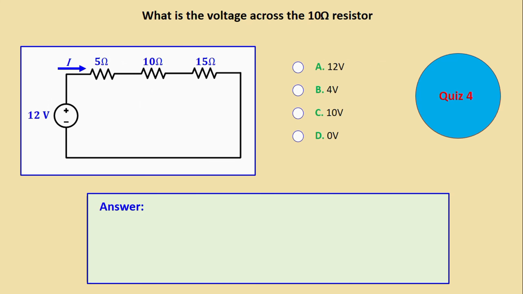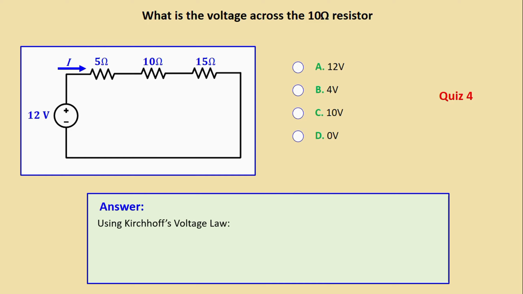What is the voltage across the 10 ohm resistor? You have 5 seconds to come up with an answer. Let's start. Using Kirchhoff's voltage law, we can write 12 minus 5 plus 10 plus 15 multiplied by I is equal to 0. That means the current I is 12 over 30, 0.4 amps.